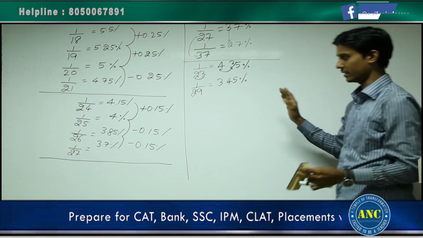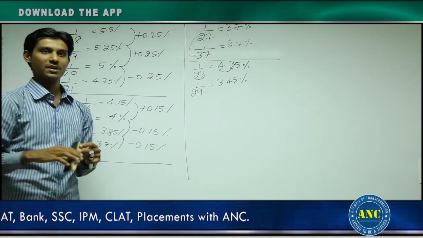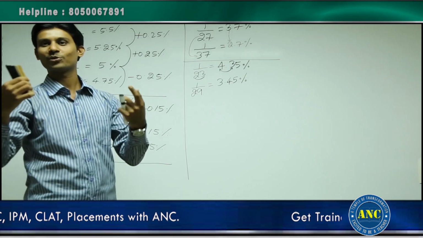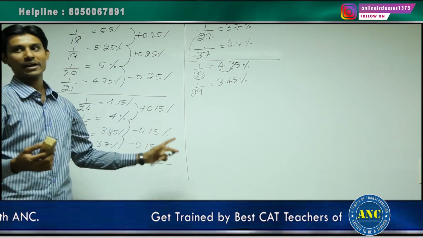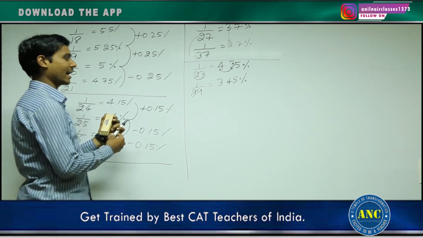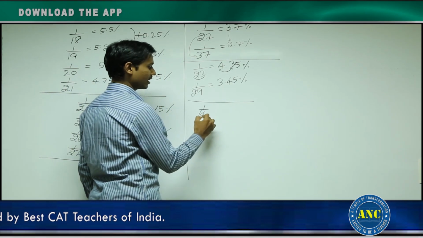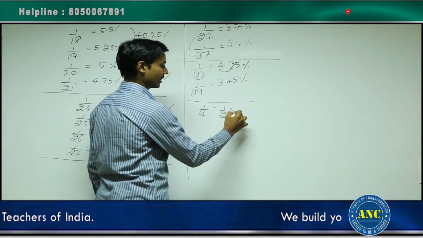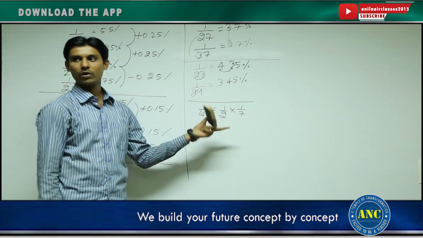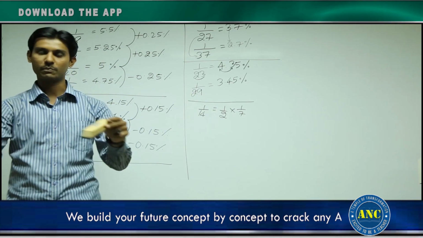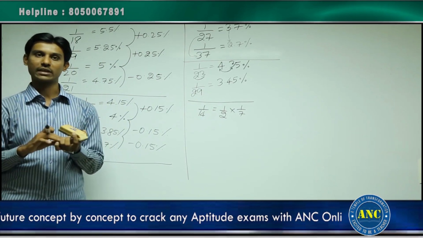Please see here. If you ask me, are these the only fractions which we need to know? My answer is no. These are not the only fractions that might come. We missed out some fractions in between. For example, 1 by 14 we did not calculate, but I can calculate 1 by 14 as 1 by 2 into 1 by 7. 1 by 7 value I know. Half of 1 by 7 gives the value of 1 by 14. That means there are so many fractions.